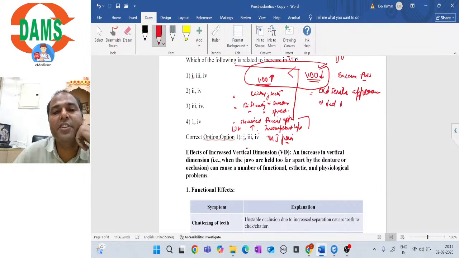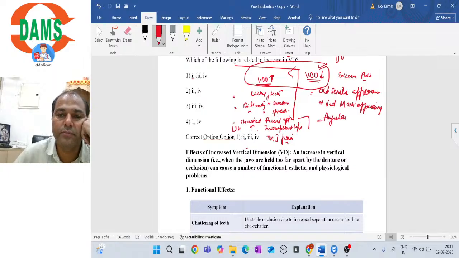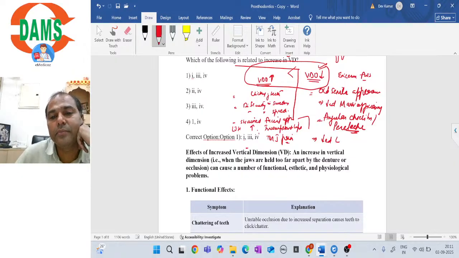Reduced masticatory efficiency. There may be angular cheilitis, also called perleche, call it anything, perleche, whatever you want to say. Okay. Reduced lower facial height, senile appearance, over closure. Okay, then muscle imbalance.